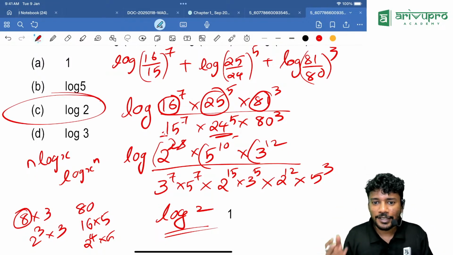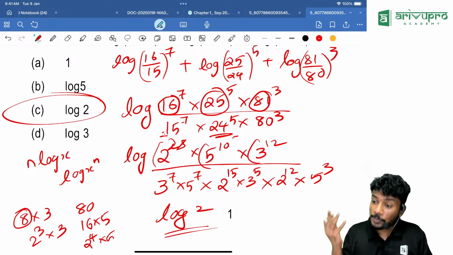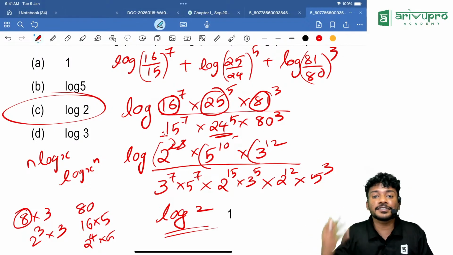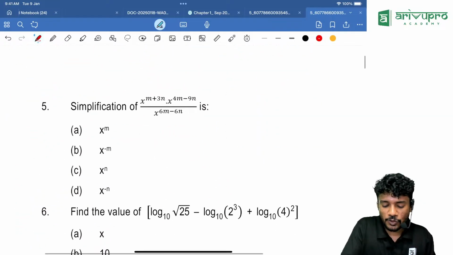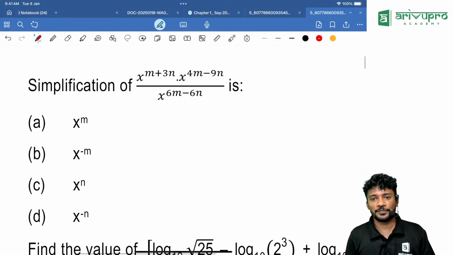Got the point? It is a previous year question. It is a previous MTP question, and it is repeated throughout. Yes. Next question. Another easy question.